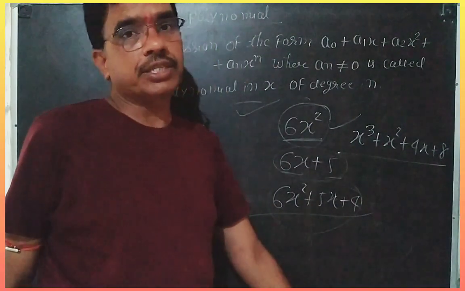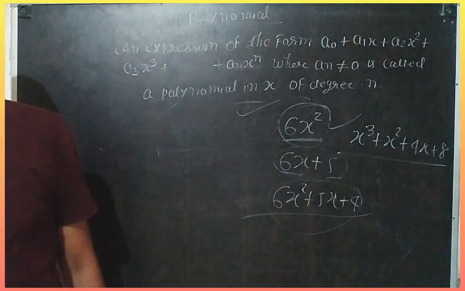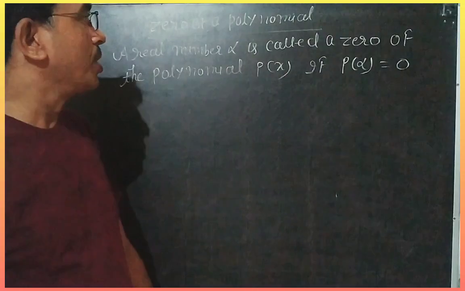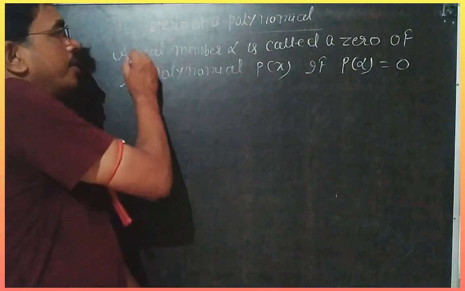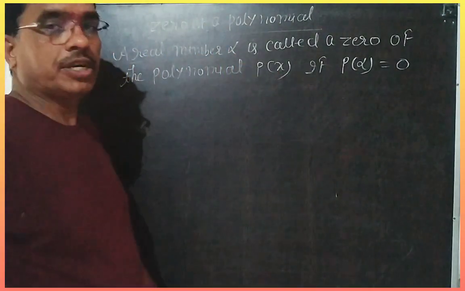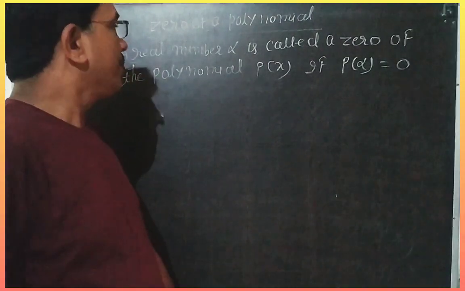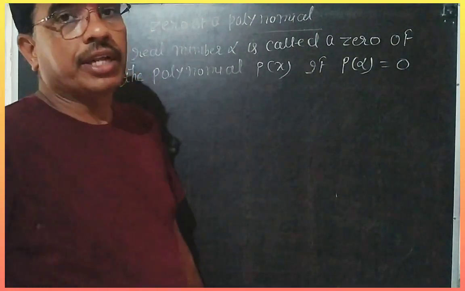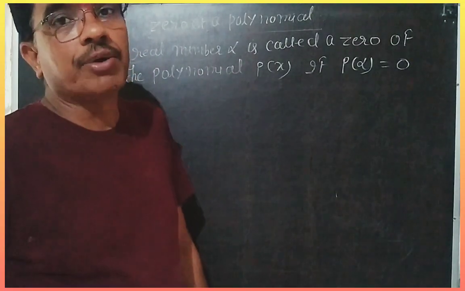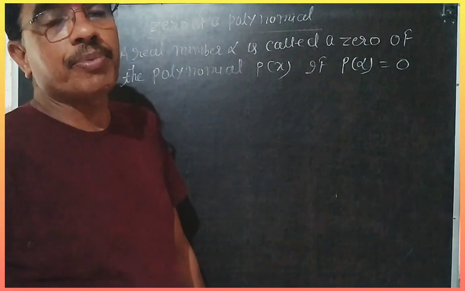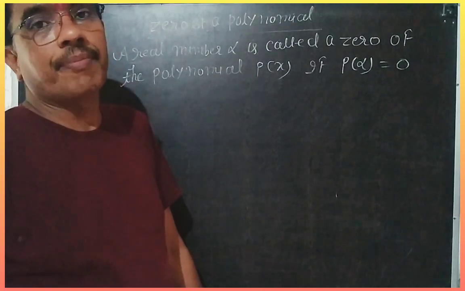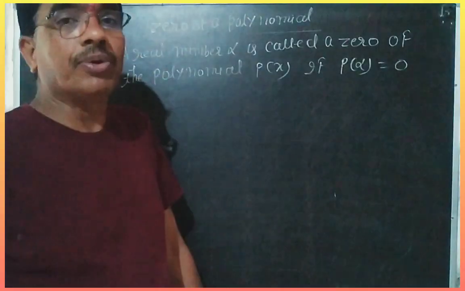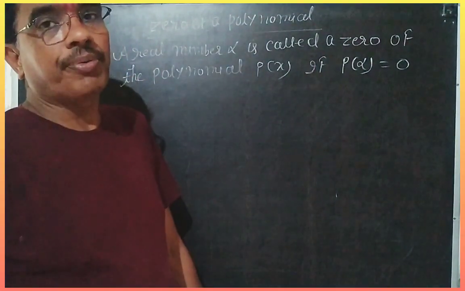Now I discuss what the zeros of the polynomial are. A real number alpha is called a zero of the polynomial P(x) if P(alpha) is equal to 0. The other name for the zeros of a polynomial is the roots. What are the roots of the polynomial? If alpha is any real number and P(x) is a polynomial, and P(alpha) is equal to 0, then alpha is a zero of the polynomial.